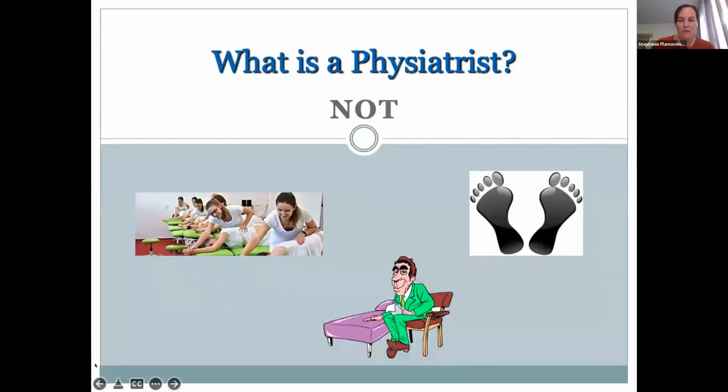And I'm going to start off by just talking about what is a physiatrist, because a lot of people may not have heard of that type of medical specialty. I'll start off by telling you what we're not. We're not a physiotherapist or allied health professional who provides hands-on assessment and treatment for mobility problems. I'm not a foot doctor or podiatrist, though I do address foot and ankle problems sometimes. And we're not mental health experts or psychiatrists. Those are the common three things that we seem to get mixed up with.